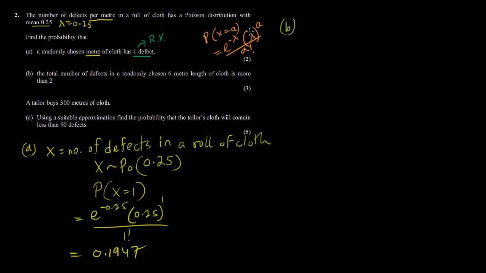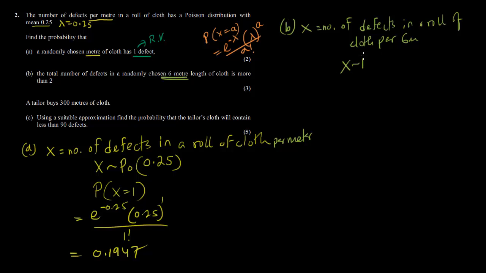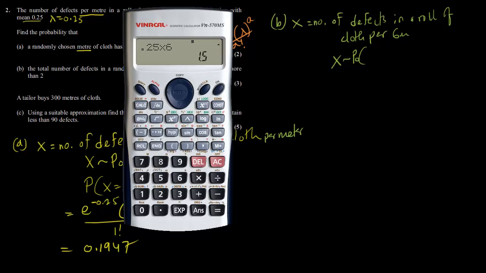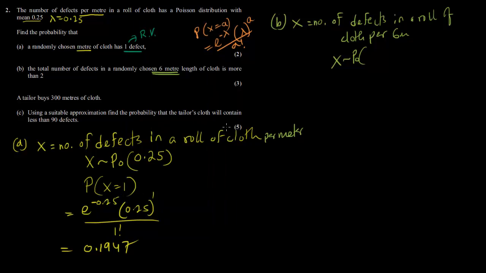Question number B. The total number of defects in a randomly chosen 6 meter. Now notice that the question was per meter. Now we have 6 meters, so we have to change the definition of the random variable. So this would be number of defects in a roll of cloth per 6 meter. Previously this was per meter. Now this would be per 6 meter. So the value of the mean is 1.5. So lambda is 1.5.